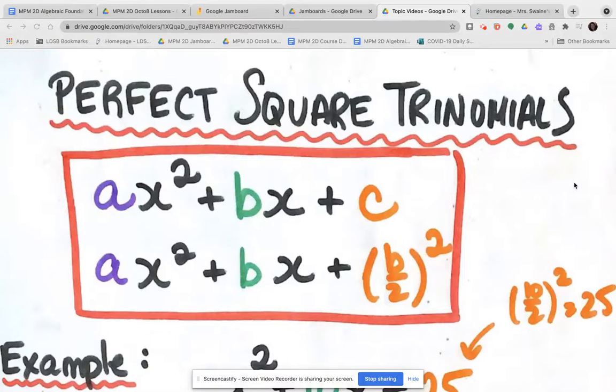In this clip, I'd like to introduce you to something called a perfect square trinomial. And I'm just going to keep it simple for now. I'm just going to show you how this works with type 1 trinomials, where the a value is 1.